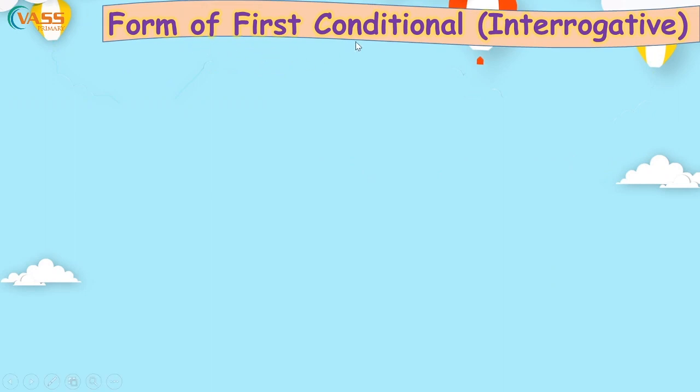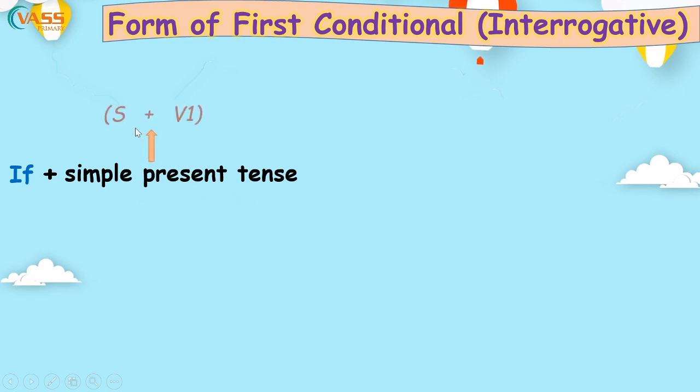Form of first conditional, interrogative. Remember, this means question, make a question. So how do we make a sentence? We can begin with if, and then we add in simple present tense our subject and verb. Okay, if, subject, verb. Nice and easy. And then we have our comma. After our if clause, we have the comma. Okay? If, subject, verb. That's all. And a comma.